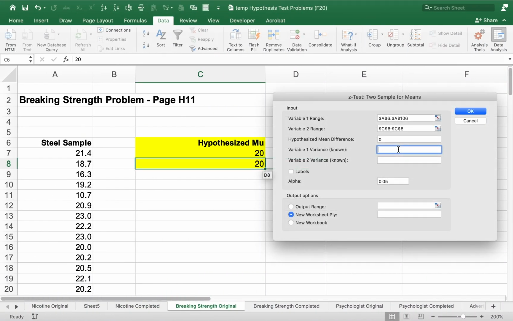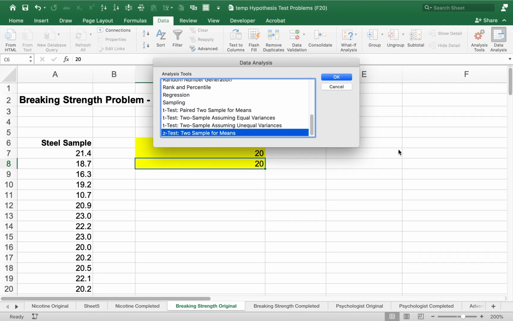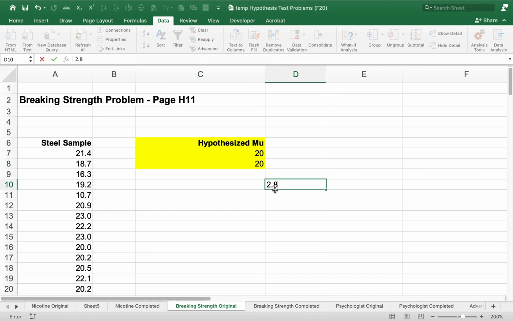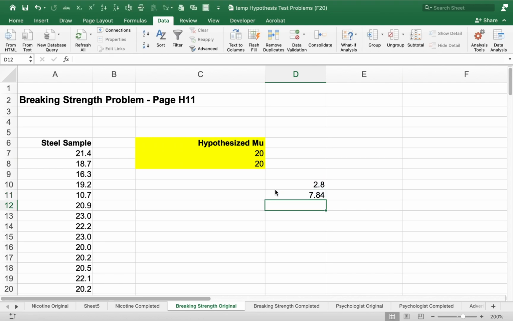And you know what? I should have written that down. I didn't do that. So I'm just going to cancel that. And I'm going to put down 2.8. And then let's just square that. So equals that squared. 7.84. So that's what we want. So let's go back and do it again.